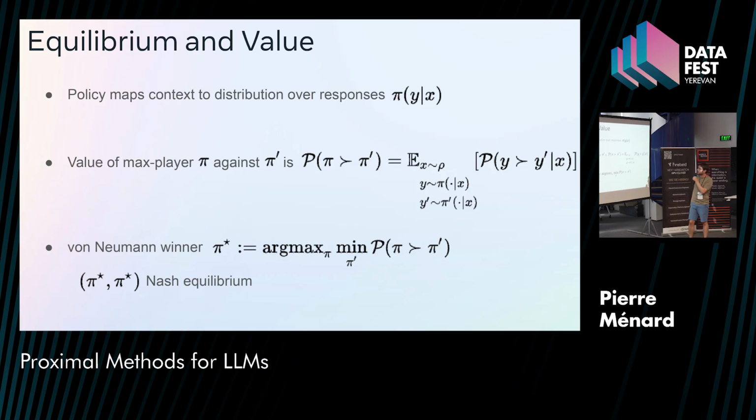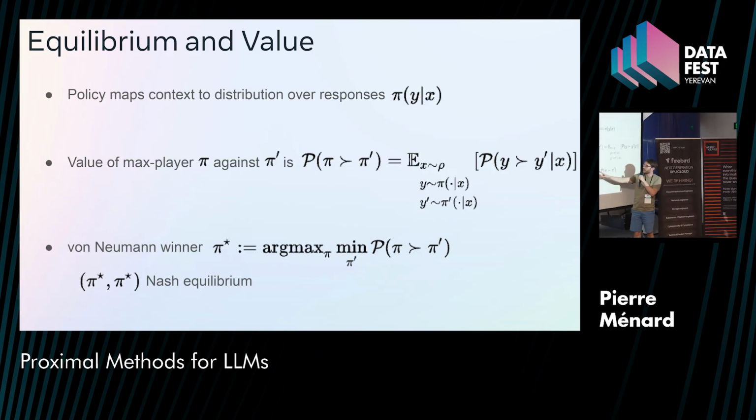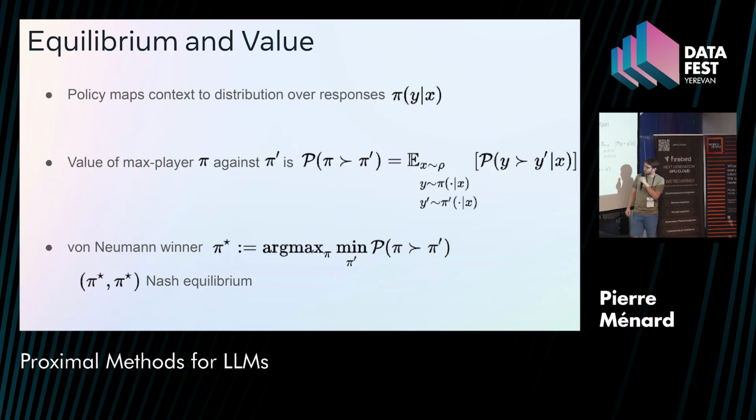And what is interesting here is that we naturally have a well-defined optimal policy in this setting, which is called the von Neumann winner in the literature. It's basically a max-min solution to the game. So it's the best policy you can obtain, the policy that can maximize its value, considering that the opponent is playing optimally.